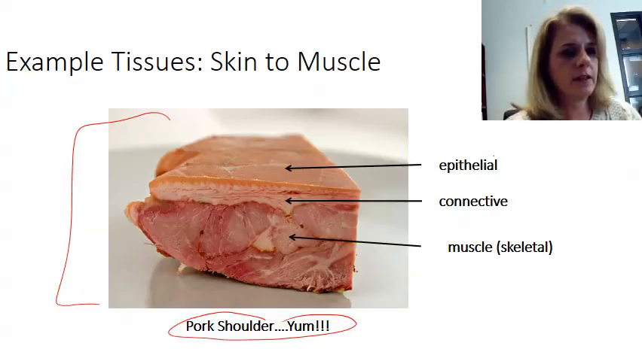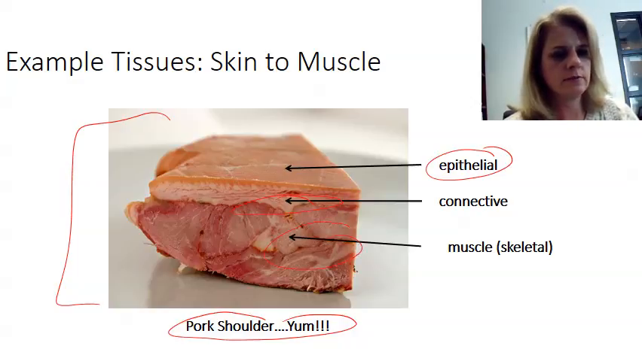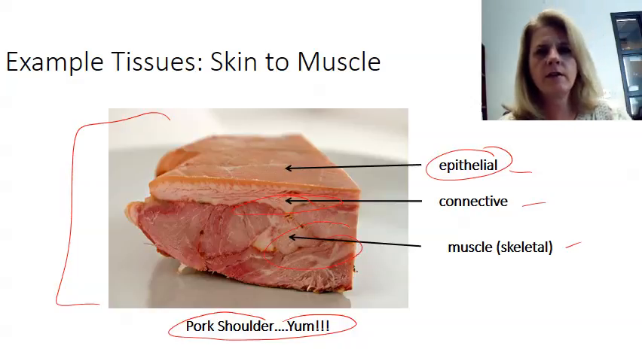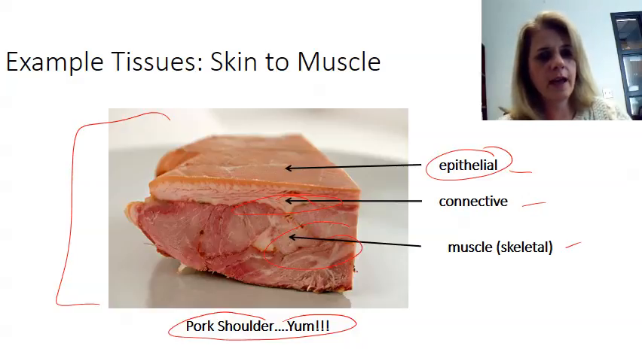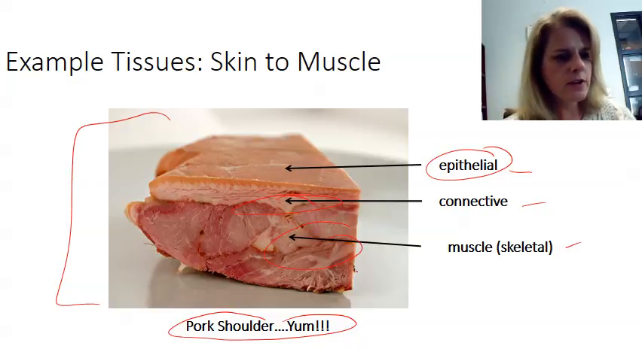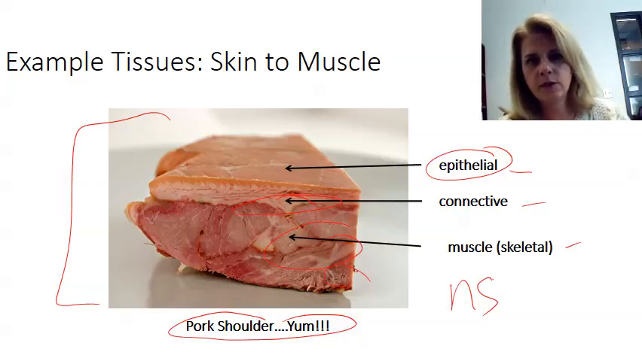You have epithelial tissue making the skin. You have a layer of fat connective tissue, and then you have muscle. So these are three different types of tissues that are making up this organ. And if you could take a microscope and really get down and look in it, you might actually find some nerves. So there actually could be some nervous tissue as part of this shoulder as well. We just can't see it in this picture.